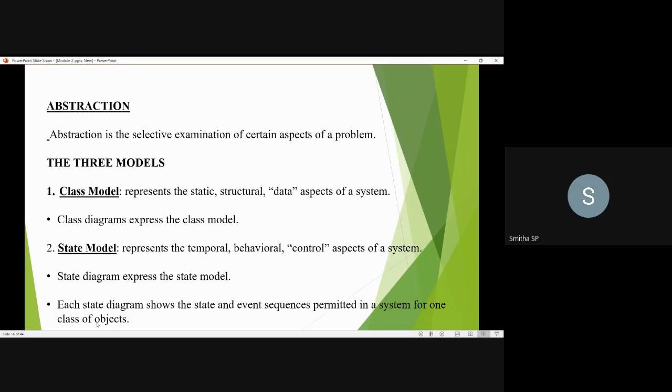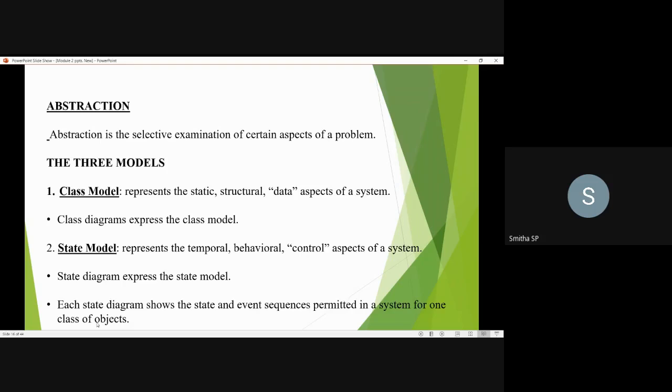So I repeat, state models represent the temporal, behavioral, control aspects of a system. In the sense that they describe the aspects of an object that are concerned with time and sequencing of operations. How are the state models expressed? They are expressed by the state diagrams. Each state diagram shows the states and event sequences permitted in a system for one class of objects. Actions and events in the state diagrams are the operations on objects in the class model.